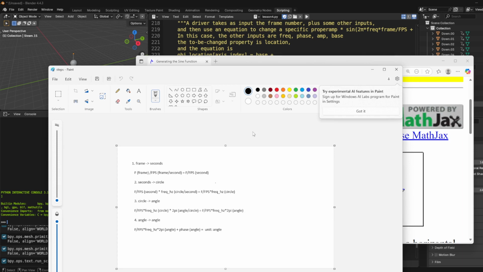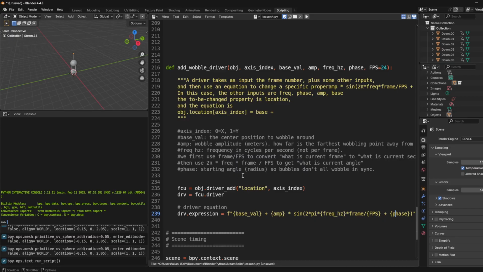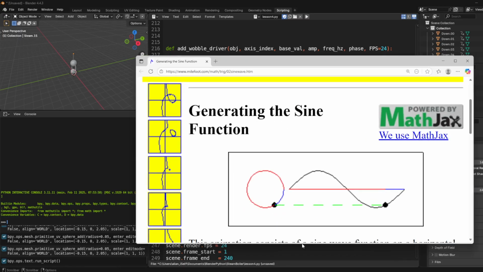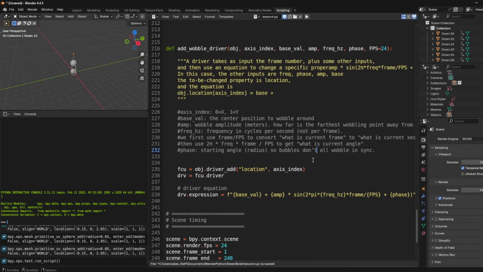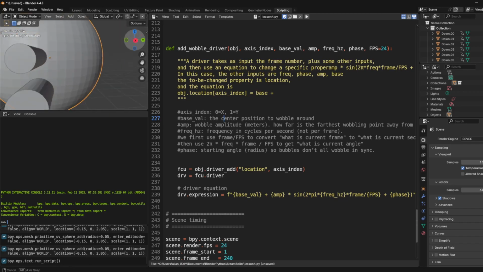So everything over here plus phase angle, which is just this. The phase, if you remember, is the starting angle. So we have different angles, and you'd have different phases, so they don't all wiggle like this at the same time. Sometimes they wiggle differently, smaller or larger, more like regular bubbles in real life. And then the base value plus amplitude, just to control some things on our bubble.